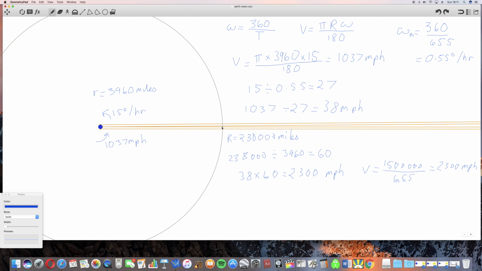Although, I'll go through it again, its angular speed is about 27 times slower than the angular speed of a point at the equator, or the angular speed of the Earth, the radius it's moving in is about 60 times bigger than the radius that a point at the equator is moving in. So you do 1,037 miles per hour divided by 27 and then multiply by 60, and it gives you 2,300 miles an hour. And again, if you work it out other ways, you'll get the same answer. So whatever way you look at it, the moon's moving at 2,300 miles per hour.